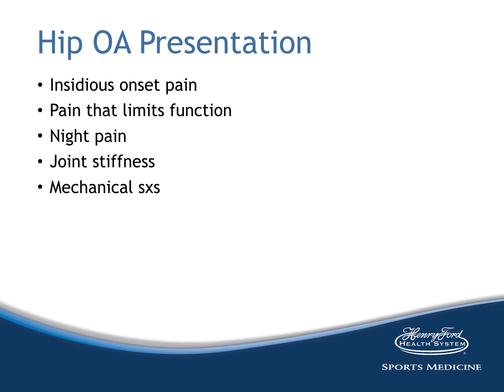Presentation is usually that of insidious pain that develops over months or years. Pain will limit function over time. Often patients will complain of pain at night, joint stiffness, and mechanical symptoms. Now, if they have symmetrical joint stiffness that takes 30 minutes to an hour to work out in the morning, you do have to think of the possibility of rheumatoid arthritis, but this is generalized joint stiffness throughout the day. In rheumatoid arthritis, their symptoms may improve as they get moving about, whereas in osteoarthritis, often the pain worsens as you continue to do more and more activities.